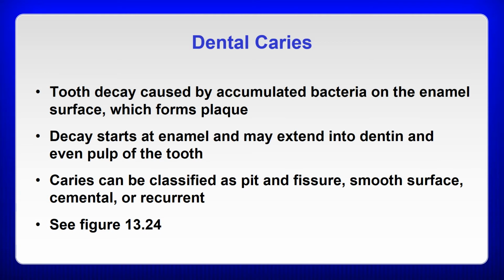Okay, dental caries are what most people commonly refer to as cavities in the teeth. Accumulated bacteria on the enamel surface will initially form plaque, but then the enamel will start to decay, and it could decay to the extent where the enamel erodes into the dentin, and if it continues to erode, it could even get into the pulp of the tooth. That's where the person would experience pain and discomfort if it continued to go on, because the pulp is the part where the nerve would be exposed.